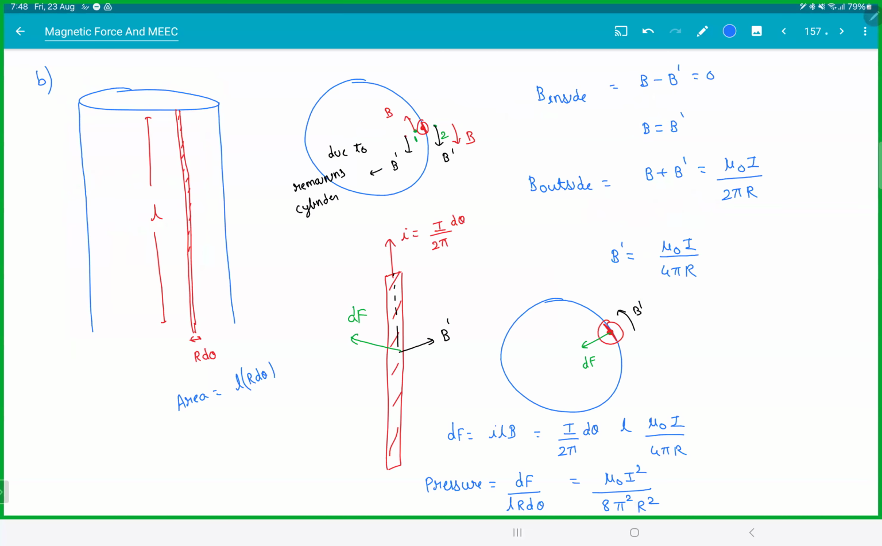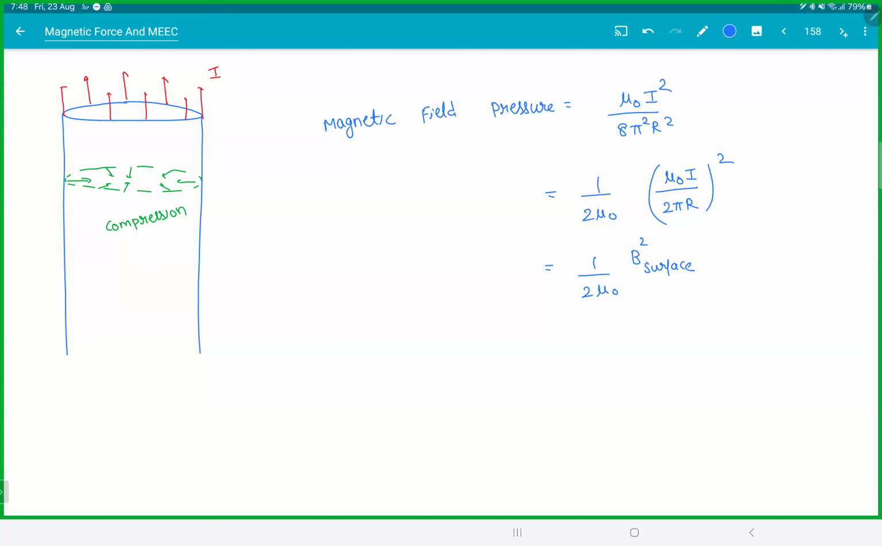Just find the field outside and then you write half, 1 by 2 mu naught B square. That's your formula there. So the pressure can be written as B square by 2 mu naught, where B is the field on the surface. That's the formula you know. It is just like a wire. And you can see the resemblance here.